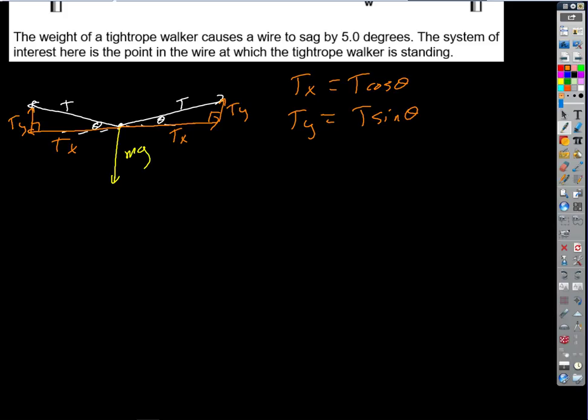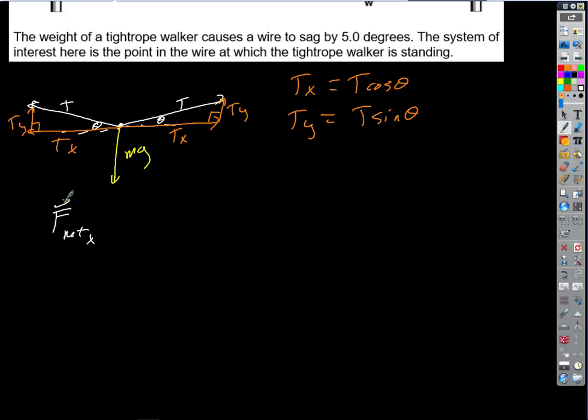Okay, so now let's go down and write our equations of motion. Let's do the horizontal equation of motion. So how do we start that? What does it represent in this case? The horizontal equation of motion is going to be the net horizontal component of the net force. That's what we're representing here. So we're going to sum all of the horizontal components of any forces.